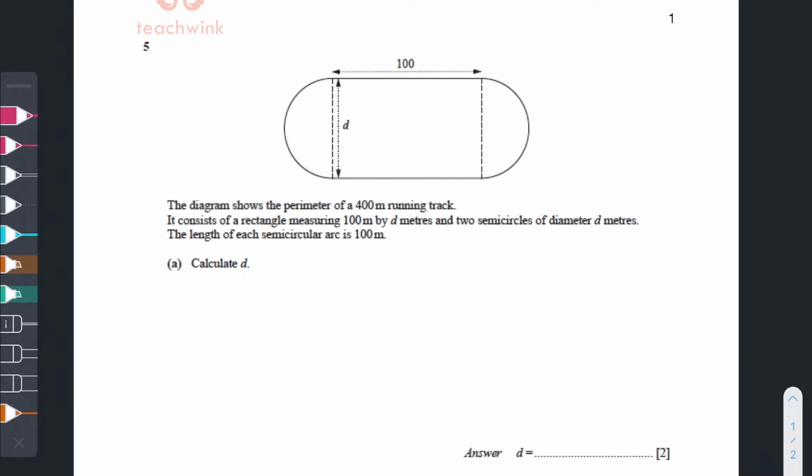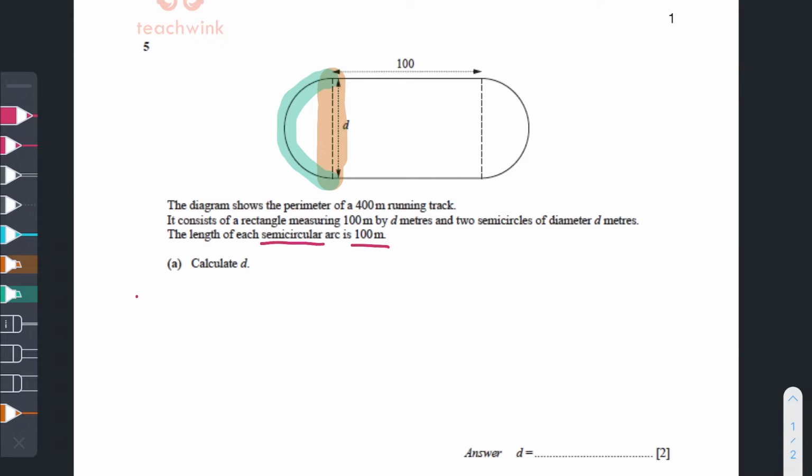It consists of a rectangle measuring 100 meters by d meters and two semicircles of diameter d meters. The length of each semicircular arc is 100 meters. Part 1 says calculate d. In order to find this length d, you need to understand first that the length of each semicircular arc, that is this semicircle over here, this arc length is 100 meters.